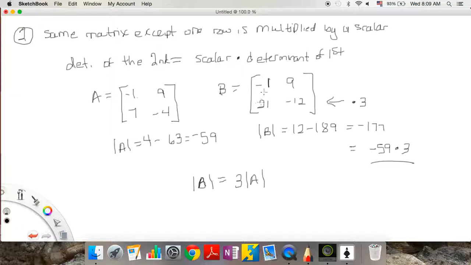So if you have a matrix that's the same except one of the rows is just a multiple, then once you've calculated the simpler determinant, you just multiply it times that scalar and you'll get the determinant of the other one.